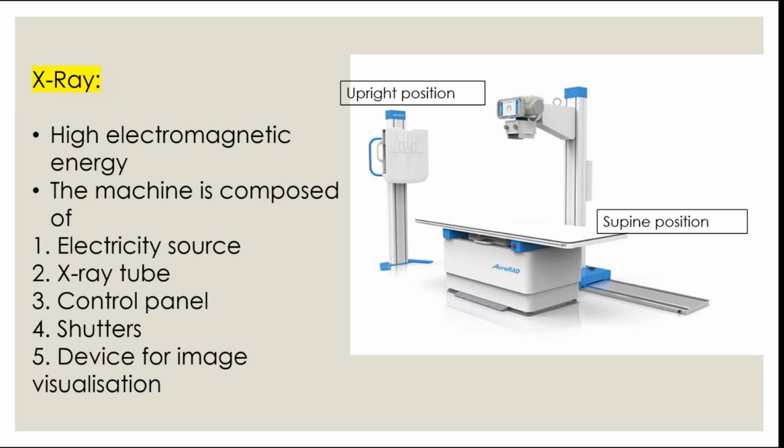So we're going to start with X-ray. X-ray is a high electromagnetic energy. The machine is basically composed of an electricity source, X-ray tube, control panels, shutters, and a device of visualization. As you see, this is the X-ray machine, and we have two positions when we take the picture: the most used one is the upright position, and the supine position is mainly used for patients that are immobile.